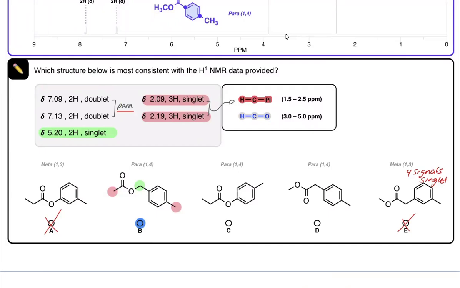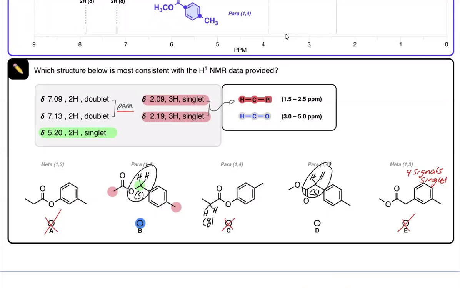Then we go to the next signal, which is a 2H singlet appearing around 5.2. So 2H, that's a singlet with some good amount of de-shielding. What I'd do is go to each of the remaining answers and look for a 2H singlet. B has a 2H singlet. Looking at structure C, the 2H, notice, is split into a quartet. Therefore, C does not correspond to the data. So now it's between B and D, and notice that D has a 2H singlet.